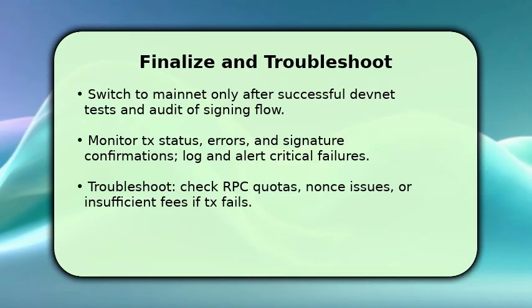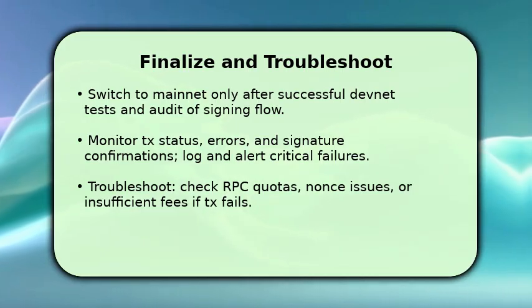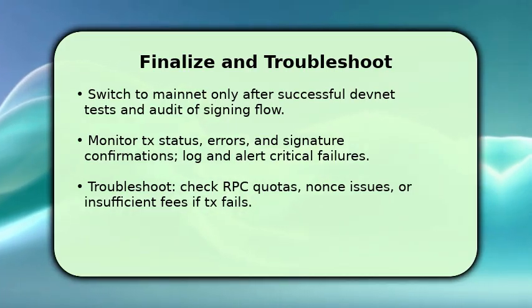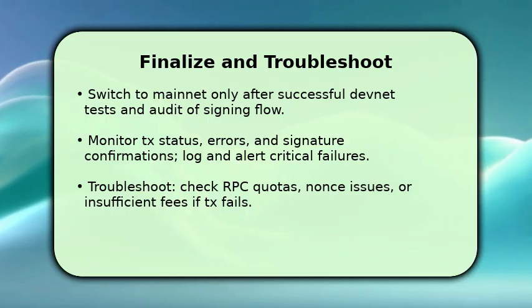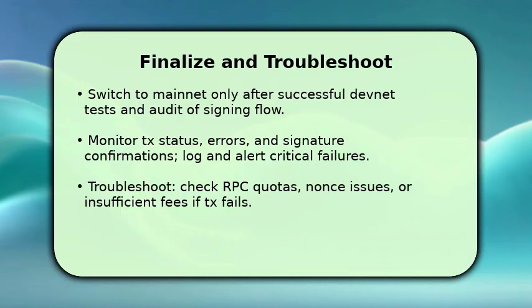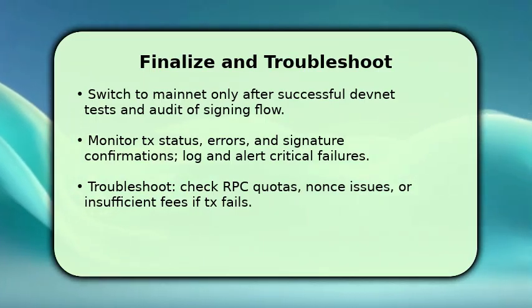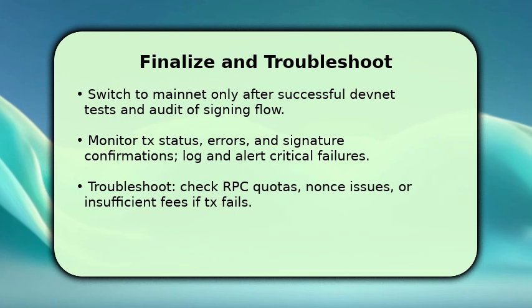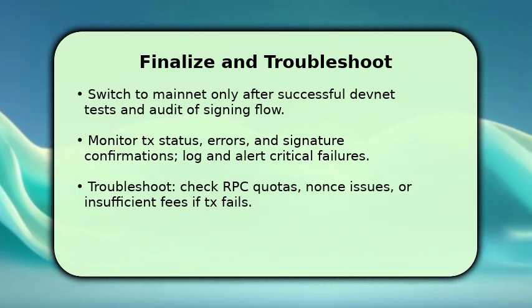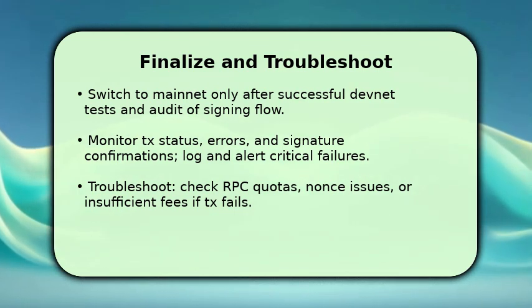Deploy with monitoring that tracks signature confirmations, latency, and error rates, and set alerts for repeated failures. If transactions fail, inspect RPC response codes, confirm your fee payer has enough SOL, and verify recent blockhash handling or nonce usage. One key troubleshooting tip: if you see frequent timeouts, rotate RPC endpoints and add exponential backoff. This fixes many transient failures quickly.